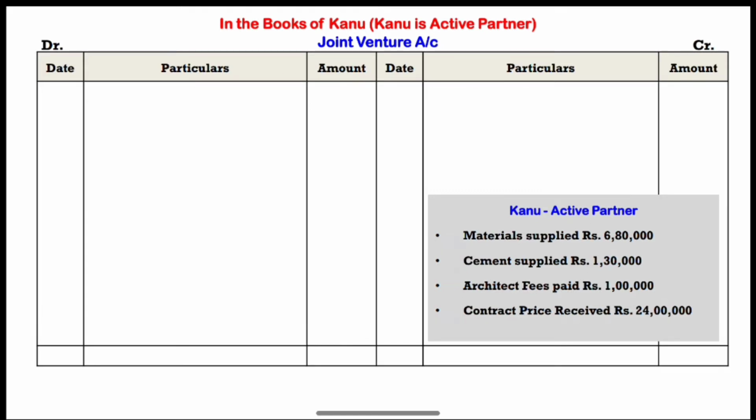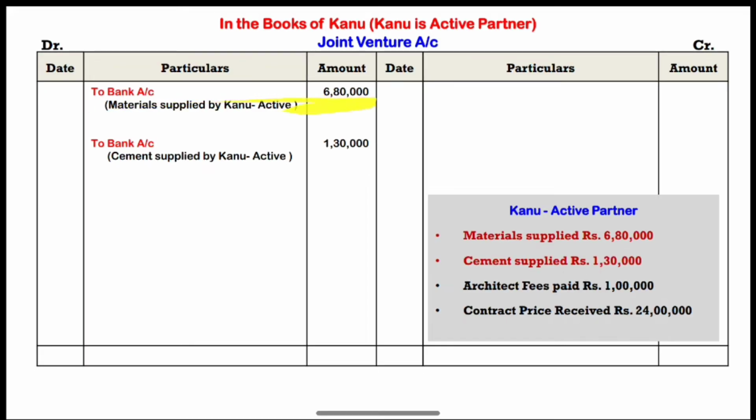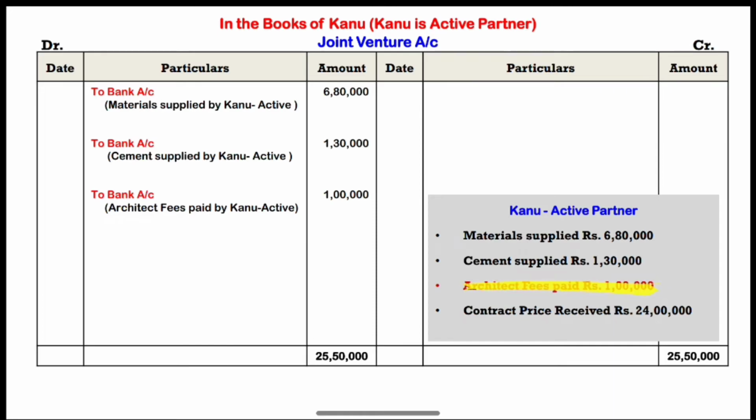Now see here, we have 4 transactions of Kanu. Kanu is an active partner. Material supplied, cement supplied. So that is joint venture account debited. So on the debit side of joint venture, to bank account 6,80,000, materials supplied, to bank account 1,30,000, cement supplied. Only one effect for the active partner's transaction. Next is architect fees paid, expenses paid by active partner. So joint venture account debited to bank account. On the debit side of joint venture, 1 lakh.